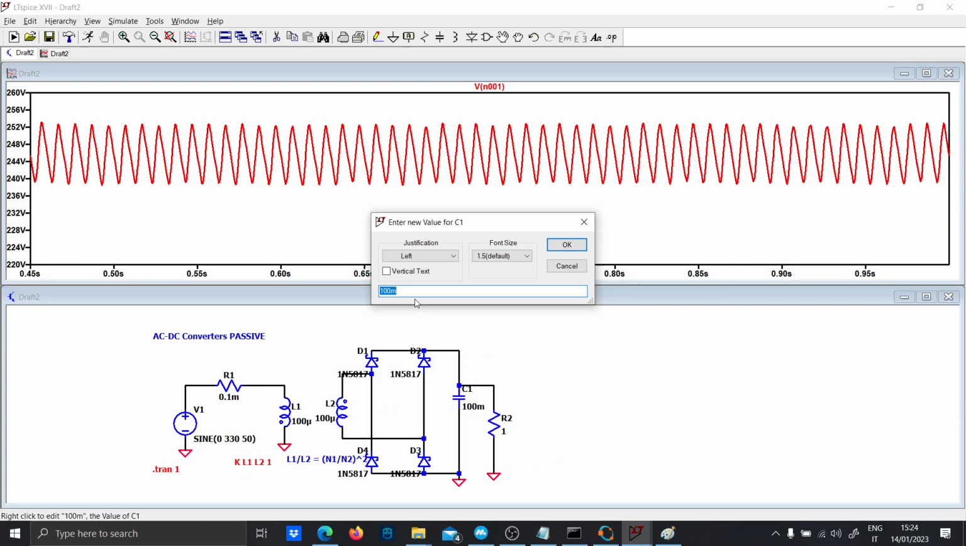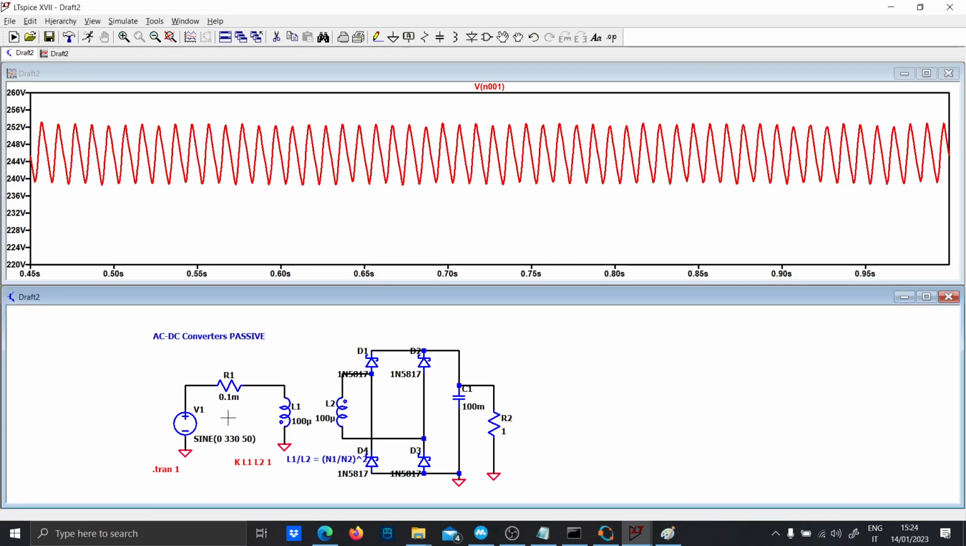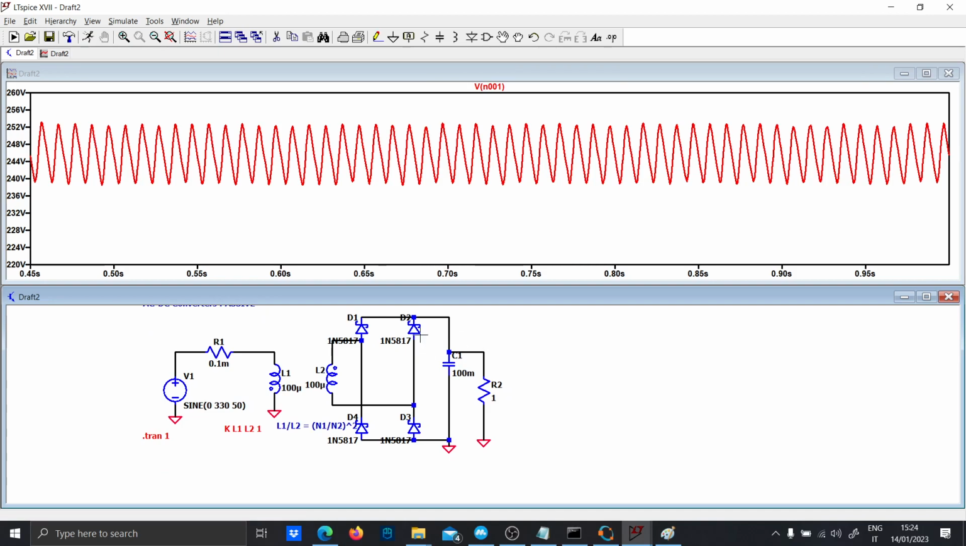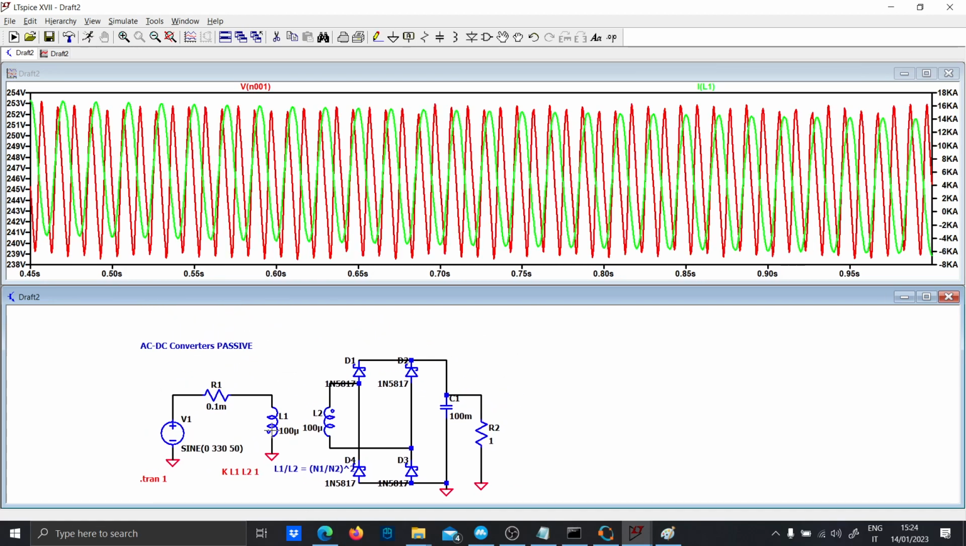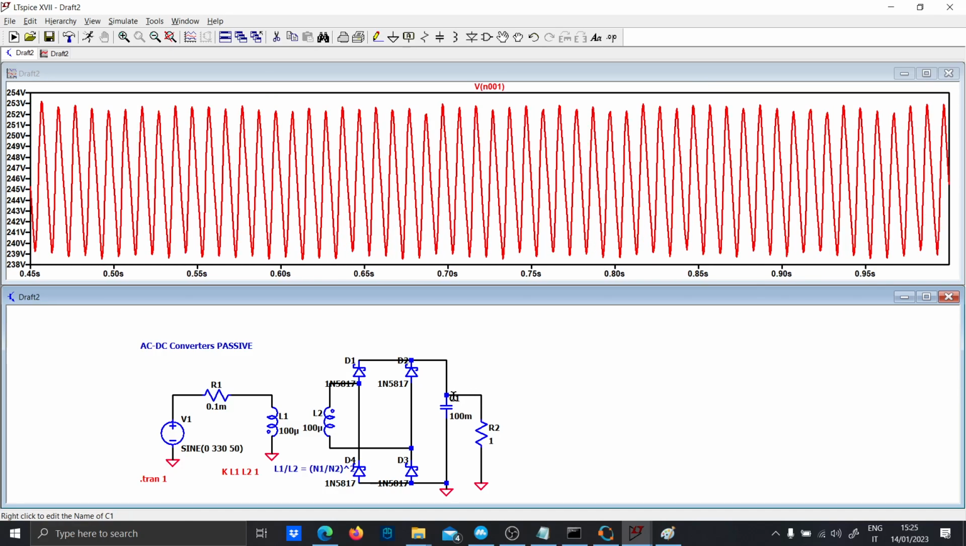Generally speaking, the capacitance required is way lower than this, but I don't know why. Maybe because the voltage is high and the frequency is lower. Don't know. But anyway, you can tune the output capacitance to adjust the output ripple.